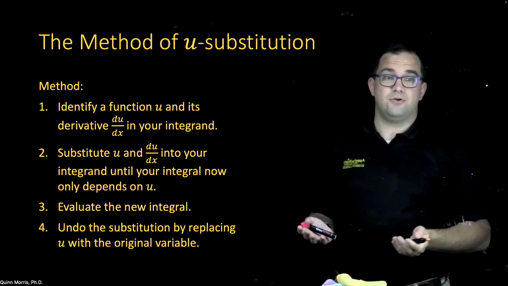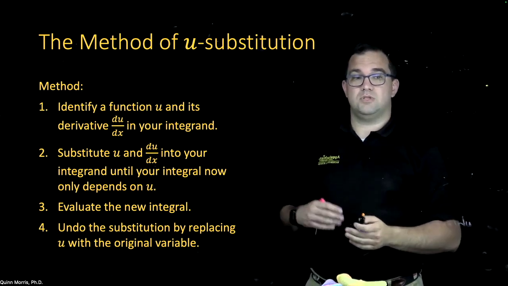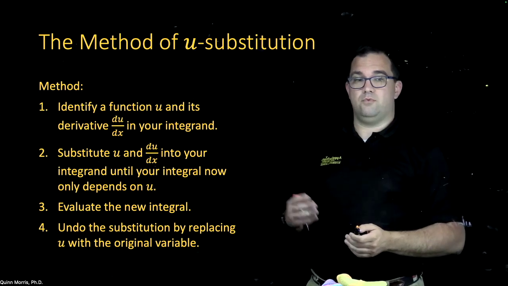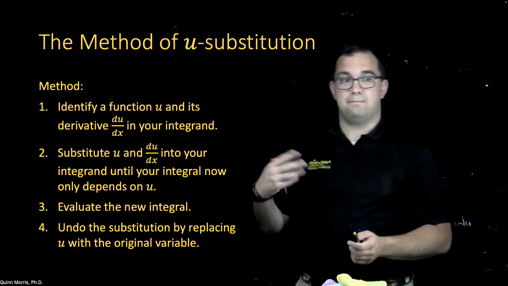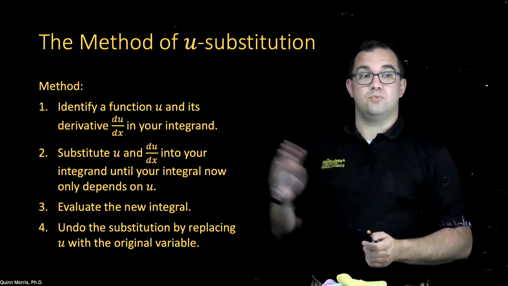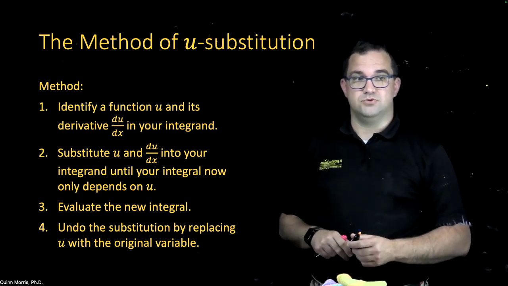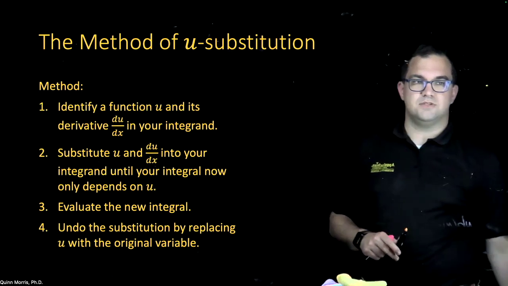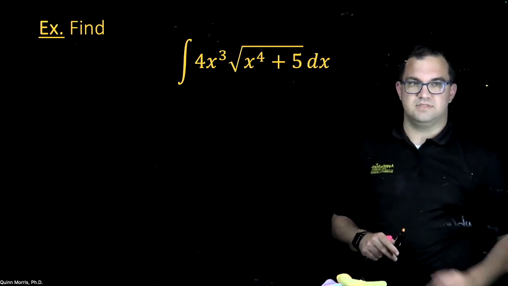So in step 3, we'll just evaluate the integral. And then once we evaluate that indefinite integral, we'll undo the substitution by plugging back in whatever u was set equal to at the beginning so that we get our answer back in terms of our original variable. To really see how this works, let's look at a couple of examples.